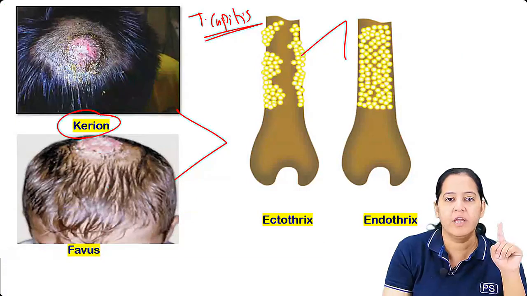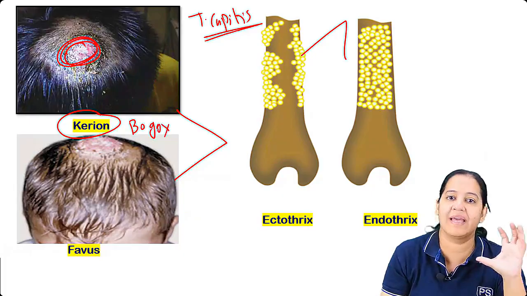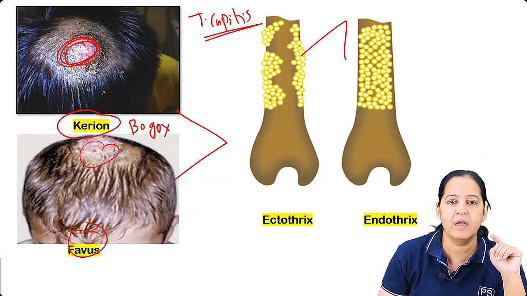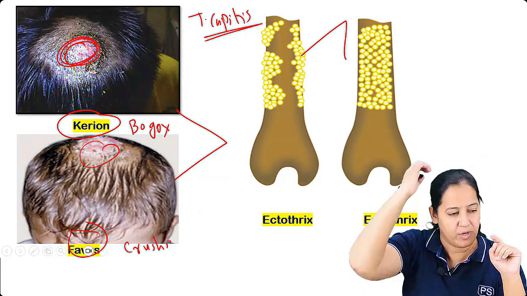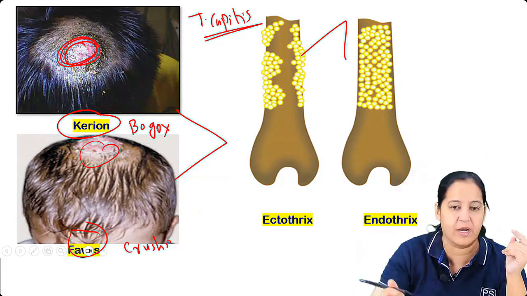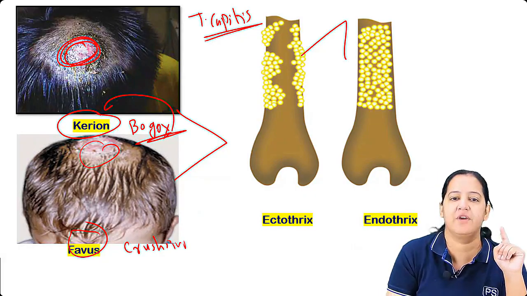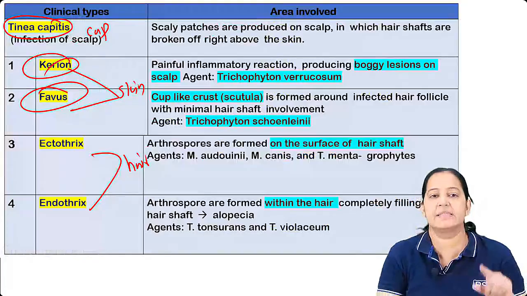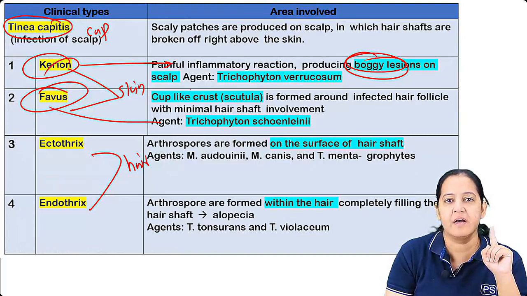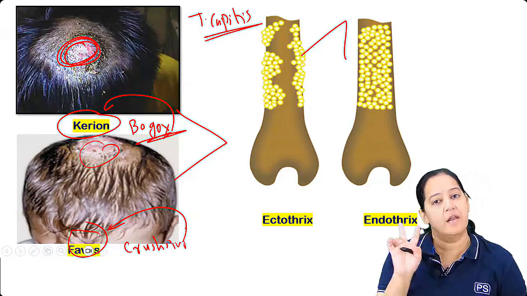What is kerion? Kerion is a boggy swelling in the skin. Learn the word boggy. And favus is also a lesion in the skin, but it is not boggy. Learn the word crusting. A crust will come out. The person will scratch and a crust will come, again the person will scratch and a crust will come. A crusting lesion. So this is boggy, this is crusting. The boggy one is the kerion, the crusting one is the favus. Here the boggy swelling, and favus is a crust-like lesion. You can learn. Okay? So these are the two diseases of the skin.